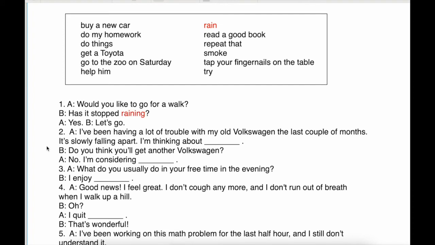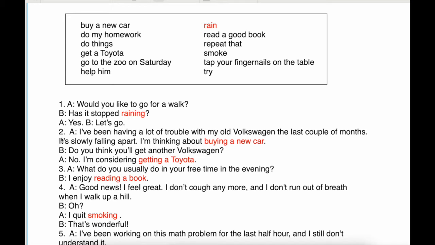Now number 1 is done. Would you like to go for a walk? Has it stopped raining? Question. Has it stopped raining? Yağmurun yağması durdu mu? Now pause the video please and then complete the sentences.